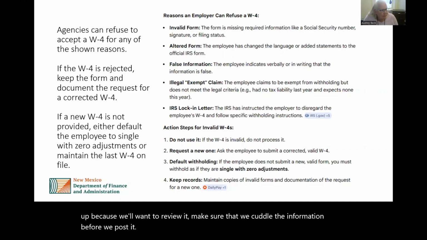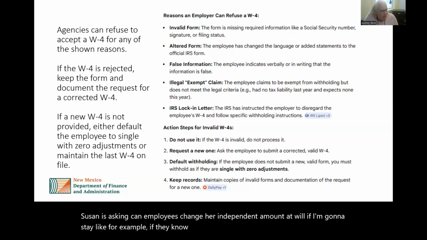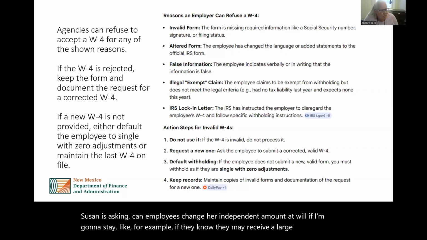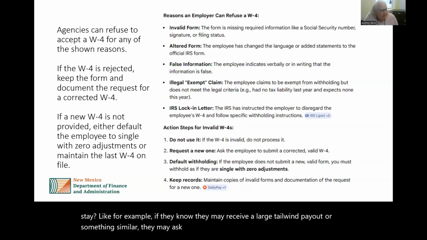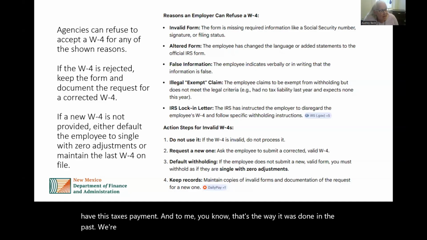Susan is asking, can employees change their dependent amount at will as often as they'd like? For example, if they know they may receive a large TLV payout or something similar, they may ask to increase their dependent amount to have less taxes taken. And to me, that's the way it was done in the past. We're not questioning any of those boxes. That is between them and the IRS.